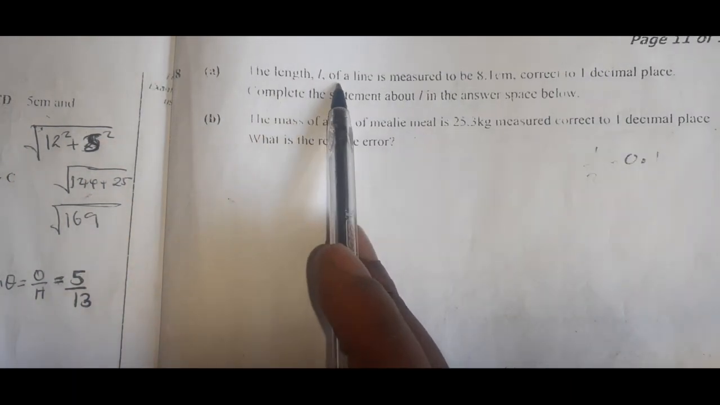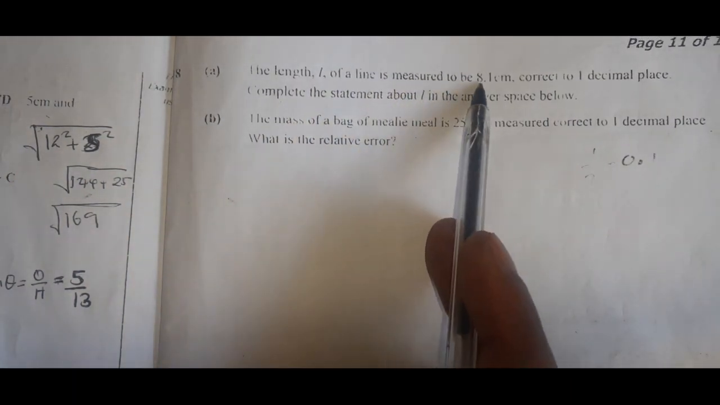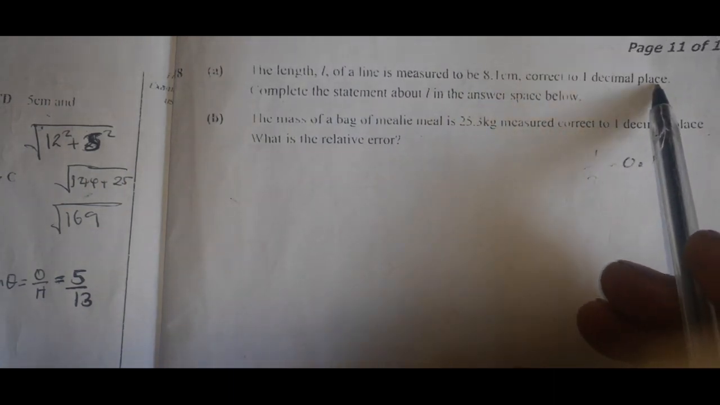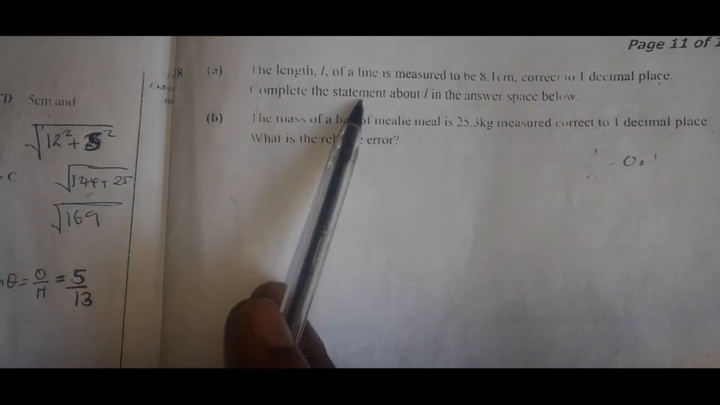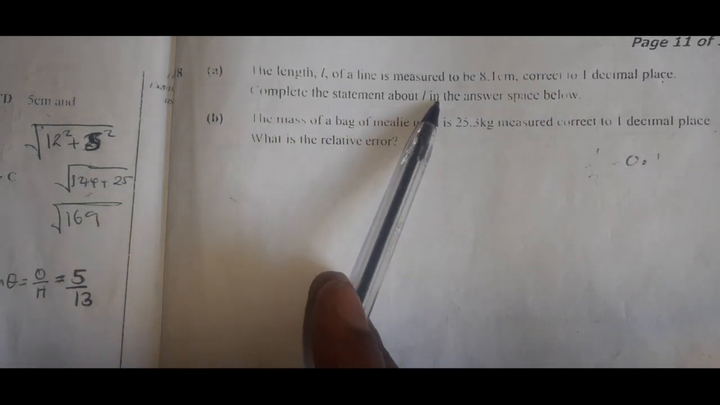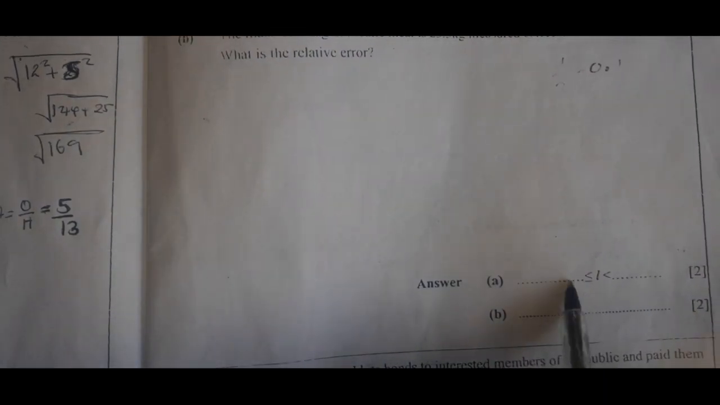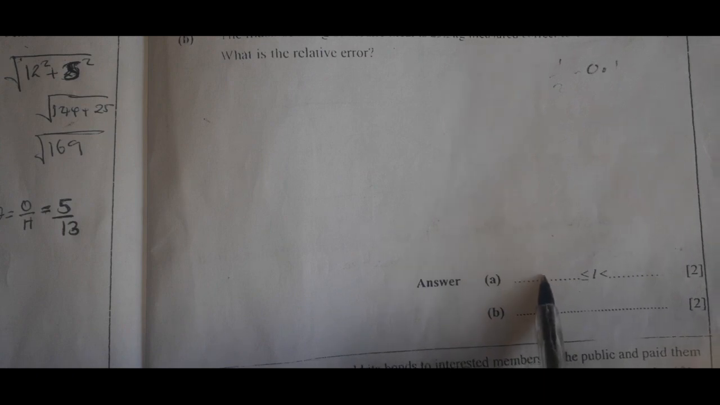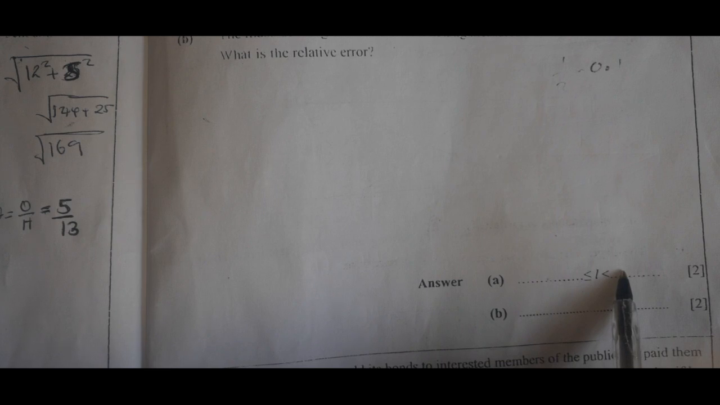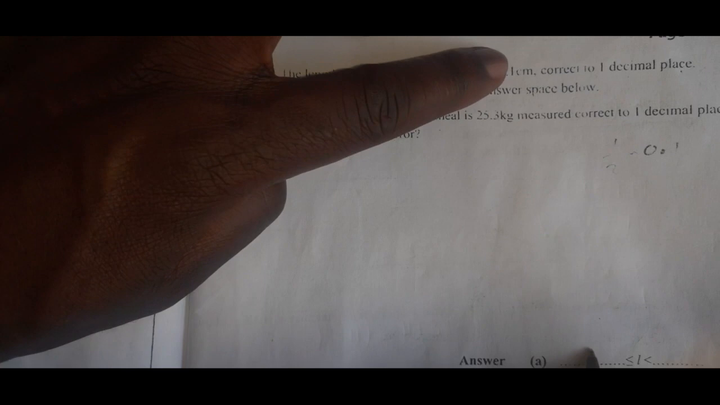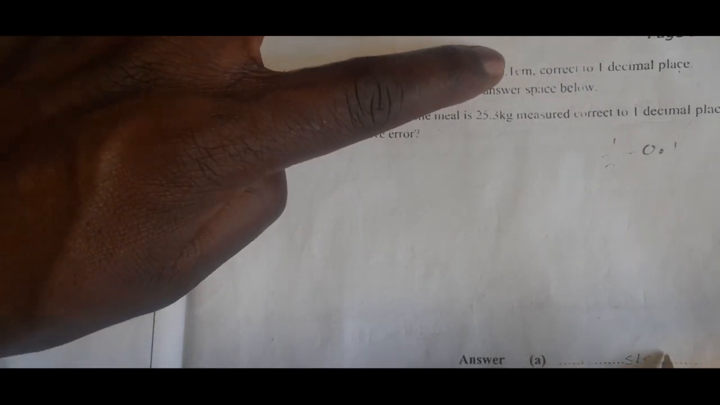The length L of a line is measured to be 8.1 centimeters, correct to 1 decimal place. Complete the statement about L in the answer space below. All we need here is the lower limit and the upper limit. The first thing we're supposed to do is find the absolute error. Then we add it to this one to find the upper limit, and when we subtract it, we get the lower limit.